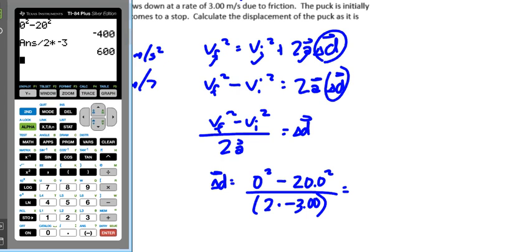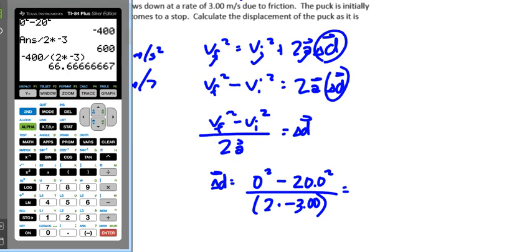How should I have entered this, Gabby? Yes, I should have said negative 400 divided by bracket 2 times negative 3. If I go 2 times negative 3 without the bracket, then what your calculator assumes is that you're dividing 400 by 2 and then multiplying the whole thing by negative 3. We want to multiply the bottom by negative 3. So make sure you got those brackets.